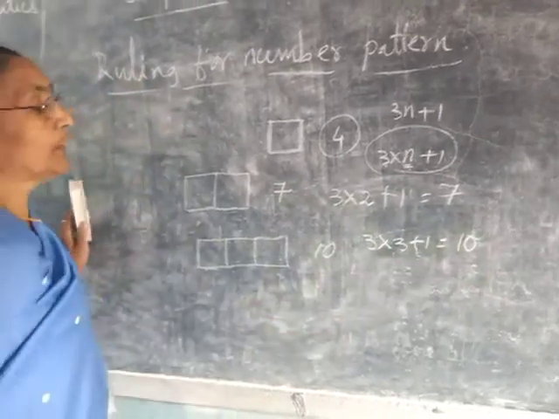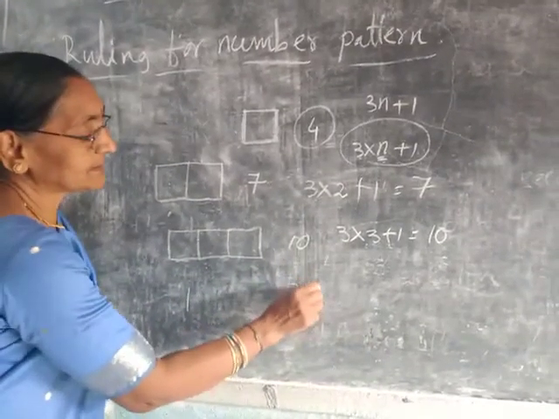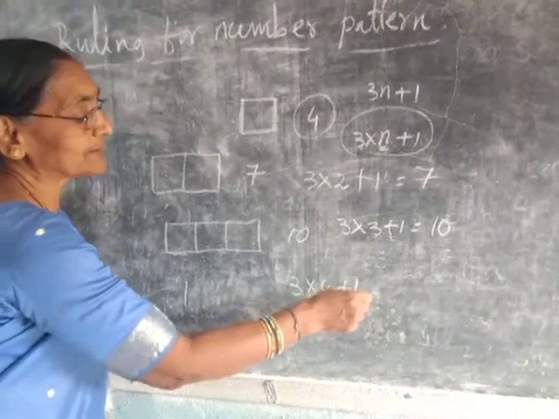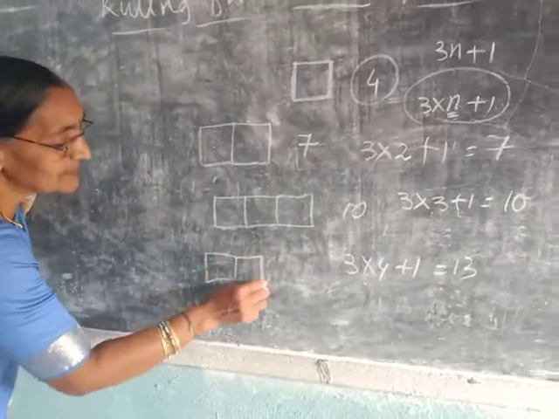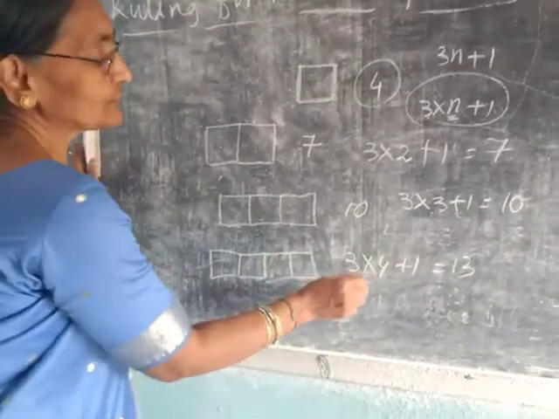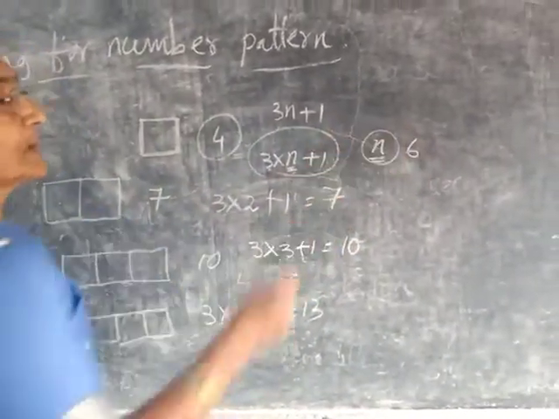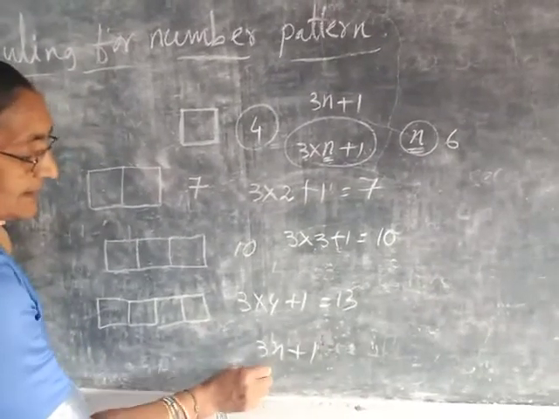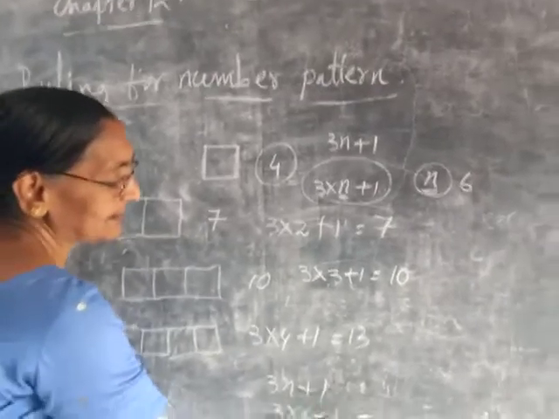Then next, 4 squares you want. Then how much will come? See, 3 into n, you write 4, plus 1 write. How much will come? 3 4s are 12, plus 1, 13. See, 13 will come. Then suppose you need n is equal to 6. 6 squares are there. Then what answer will come? 3n plus 1. In place of n, you write 6, plus 1. 6 3s are 18, plus 1, 19.